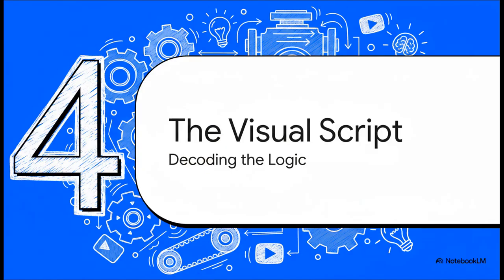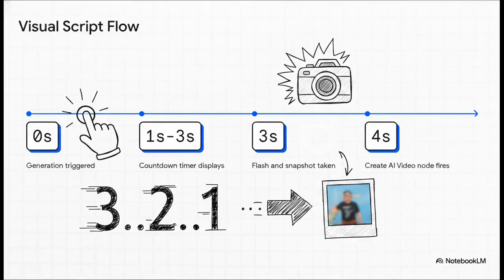Section 4, decoding the visual script. Let's peek under the hood for a second, because the logic flow here is beautifully automated. Here's how it plays out. When a user taps to record, the script automatically hides that preview GIF and triggers a 3, 2, 1 countdown.